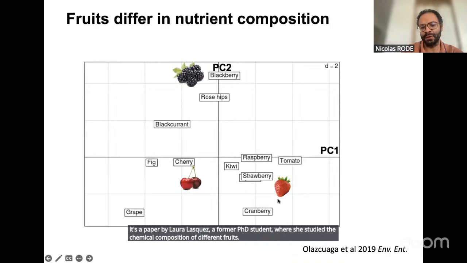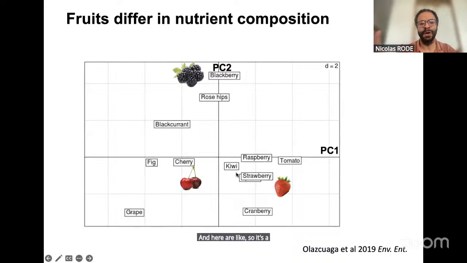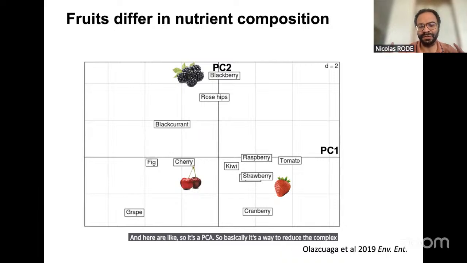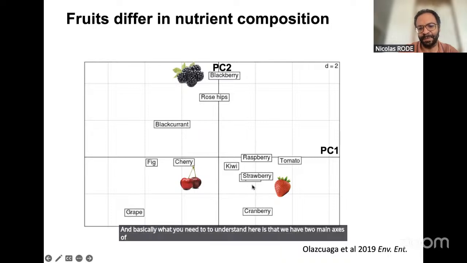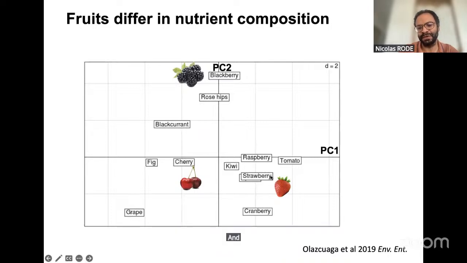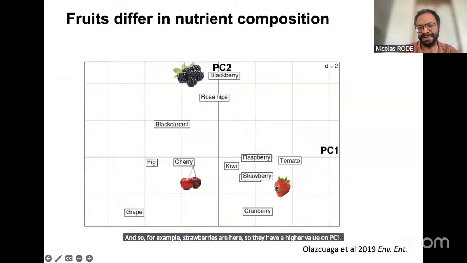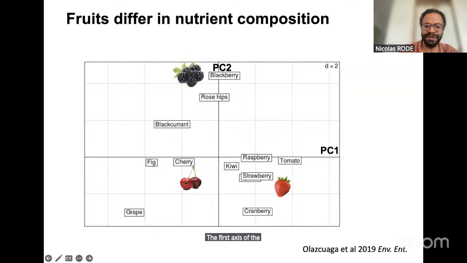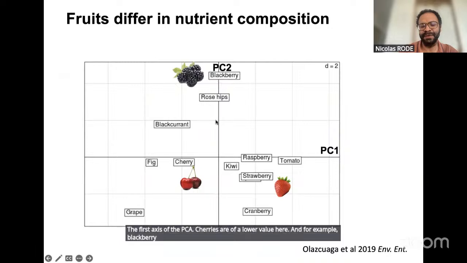And here it's a PCA. So basically it's a way to reduce the complexity of the nutrient composition of the fruits. And basically what you need to understand here is that we have two main axes of variation in chemical composition. So, for example, strawberries are here. So they have a higher value on PC1, the first axis of the PCA. Cherries have a lower value here. And for example, blackberries differ more in PC2, the second axis of the PCA.